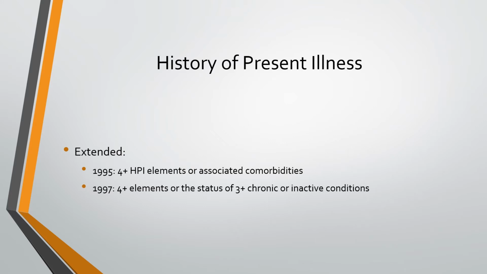So per guidelines for the history of present illness, you must have four or more of those elements included. With the 1997 guidelines, if you're doing a routine follow-up examination, you can also just reference three different chronic conditions and what state in care or treatment they are in.